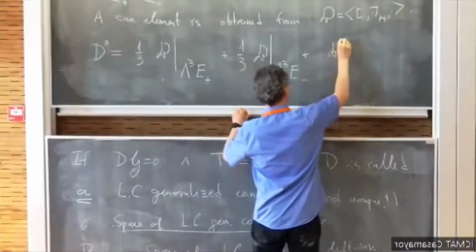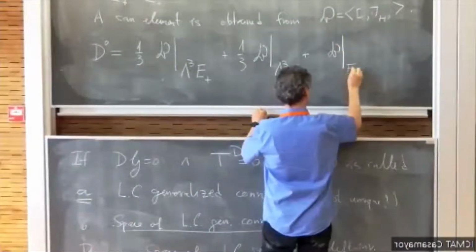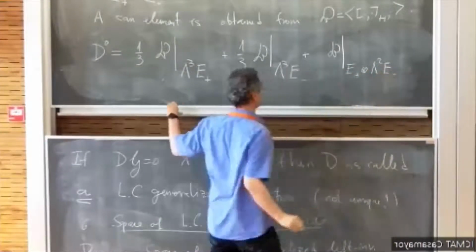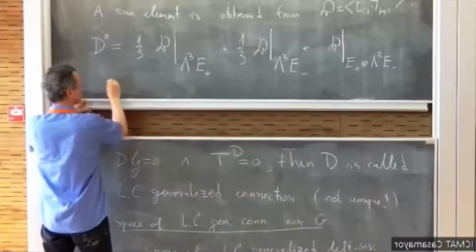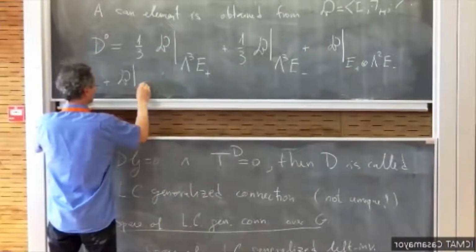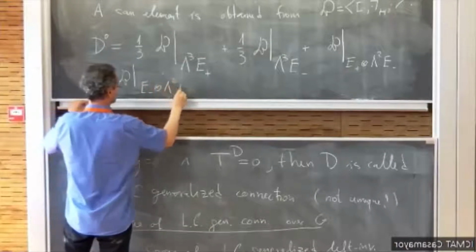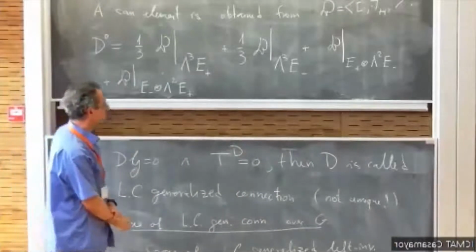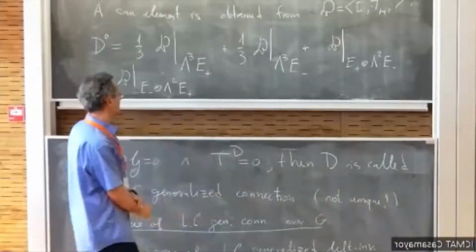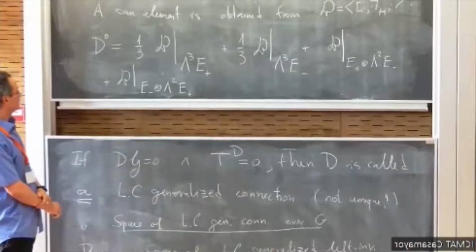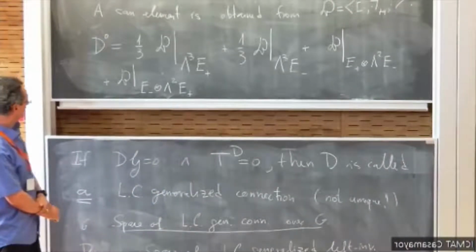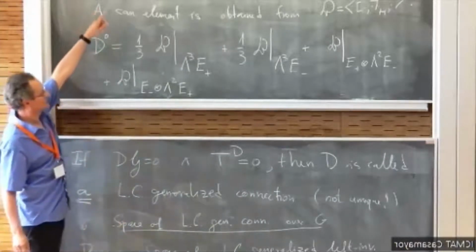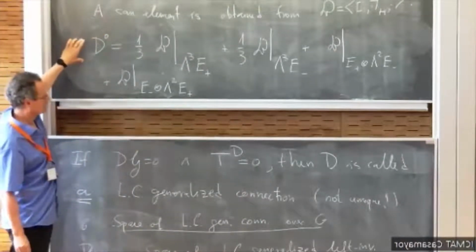B restricted to E plus tensor E plus tensor E minus, plus B restricted to E minus tensor E minus tensor E plus. So from certain restrictions of this three form, by making exactly this combination, we obtain a torsion-free and metric generalized connection, and then any other is obtained by adding a tensor S from this first generalized prolongation to D0.